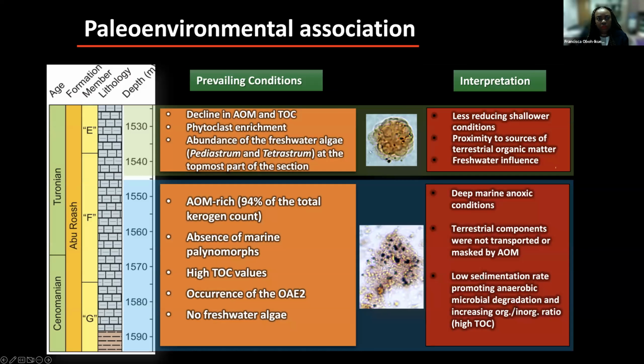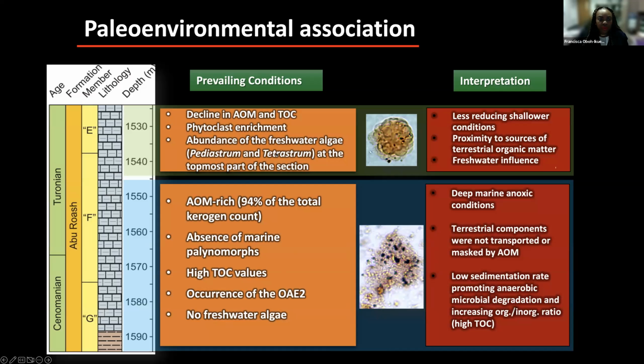So looking at the paleoenvironment, in those 2 sections that we found, the lowermost section was very rich in amorphous organic matter. The marine palynomorphs, we think, are absent. What we suspect was that they were not well preserved, or even those that were preserved were covered by the amorphous organic material. The total organic carbon values were quite high, and we did not find freshwater algae.